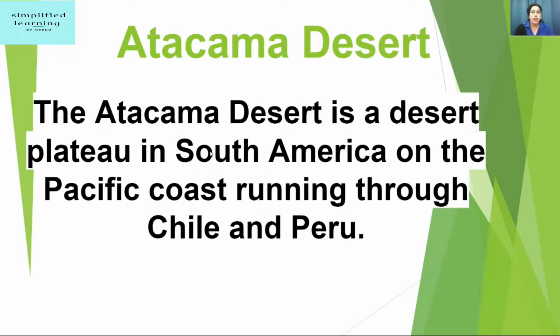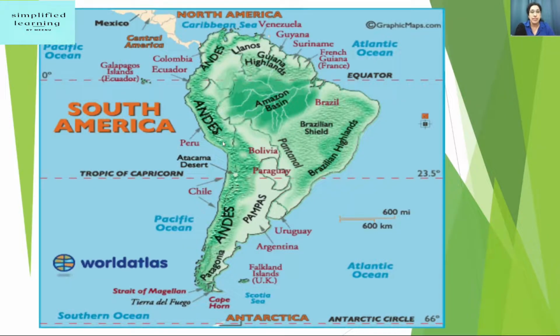Clear? Now, the hot Atacama Desert lies in the coastal region across the Tropic of Capricorn in North Chile. Okay, so this is about the Atacama Desert, which is a desert plateau in South America on the Pacific coast running through Chile and Peru. Let's see the location of Atacama Desert. Yes, so you can see here this is Peru and this is Chile. In between both, you can see this is Atacama Desert. Clear? Tropic of Capricorn is passing through it.